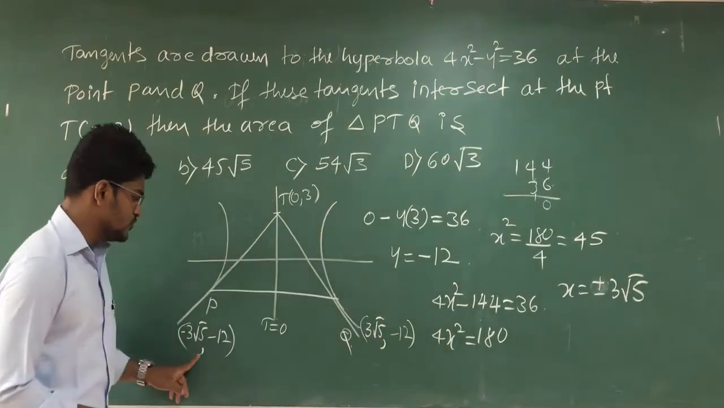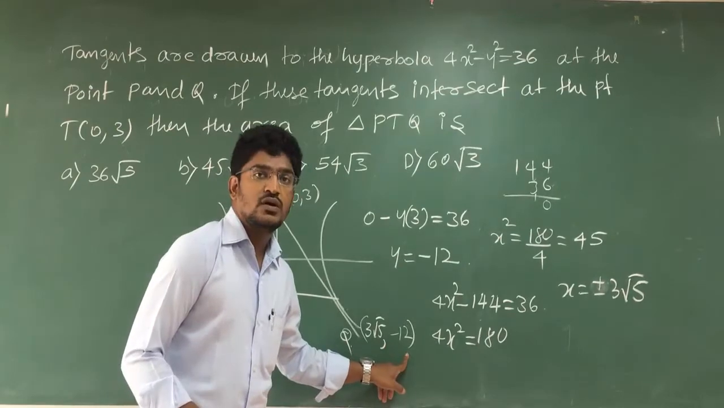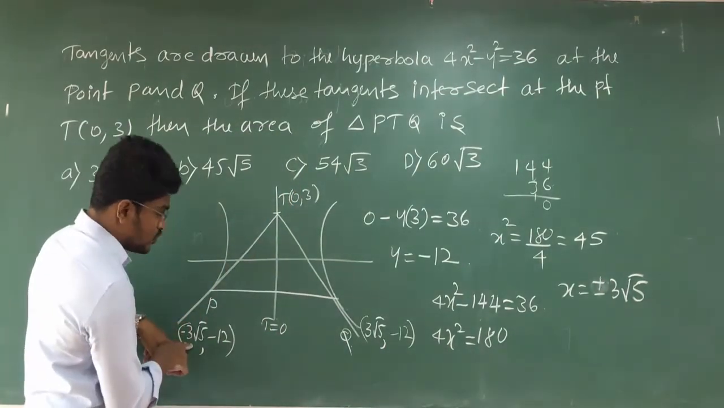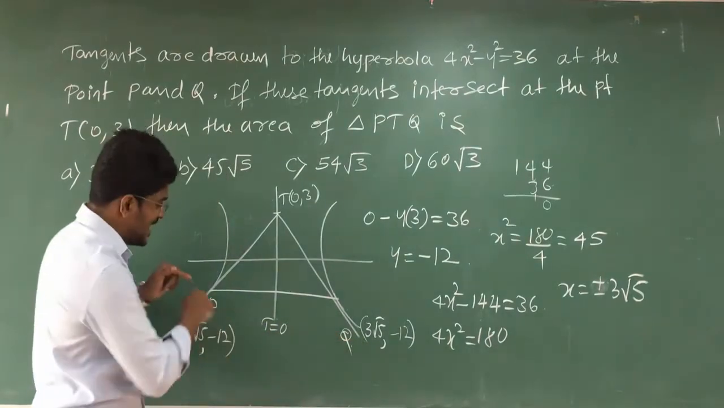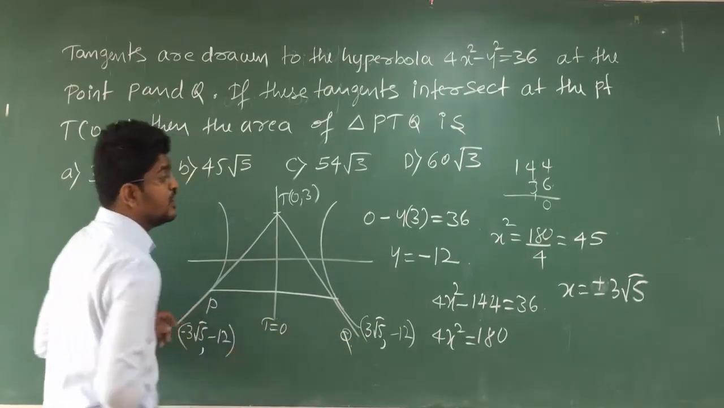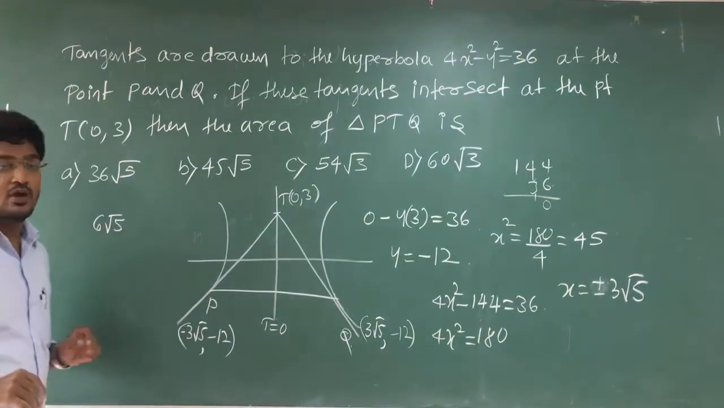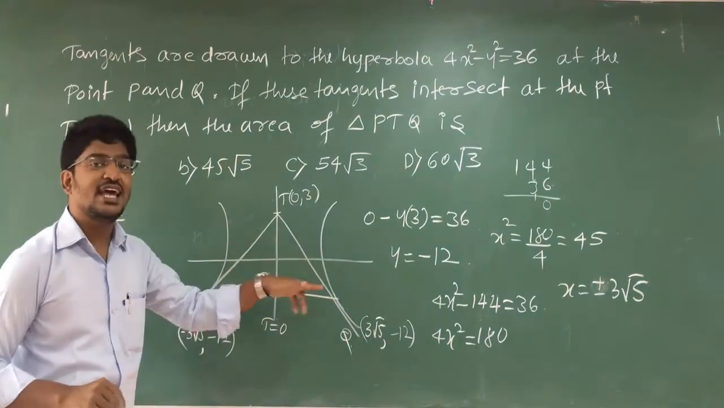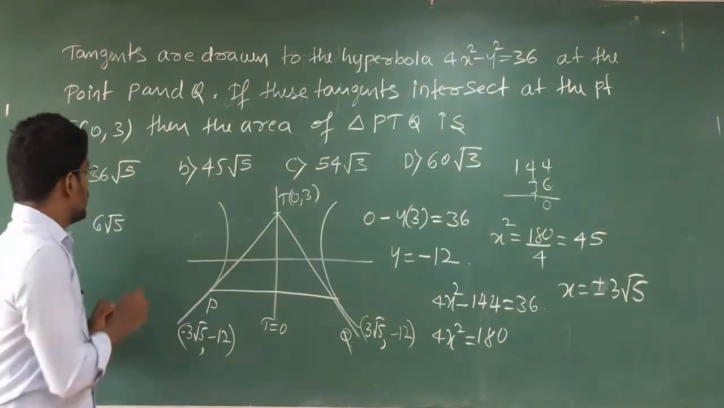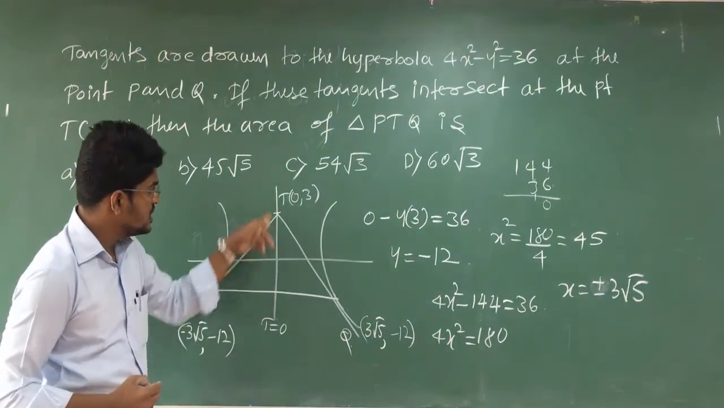So minus 3 root 5 comma minus 12, and 3 root 5 comma minus 12. Clear? So now this is your triangle. So using 3 root 5, I can calculate the length of base. That is 3 root 5 plus 3 root 5, which will be 6 root 5. Because to calculate the area of triangle, I need the base. So that's why I am calculating the length of base. Now, half into base into height. Height is what? This term.